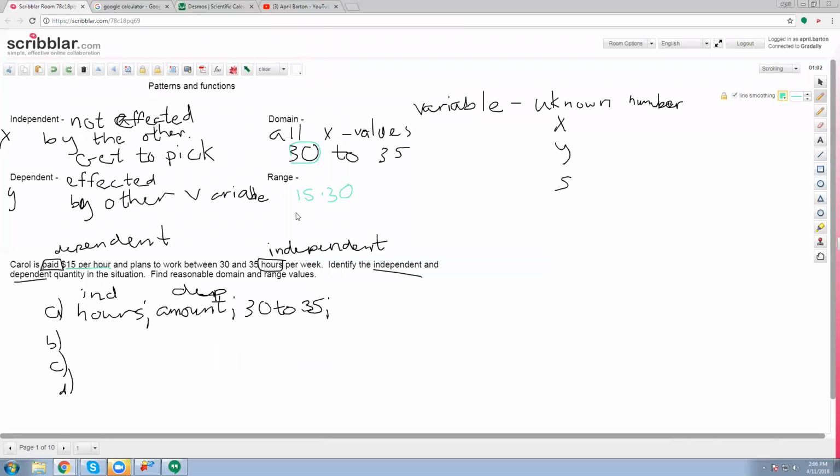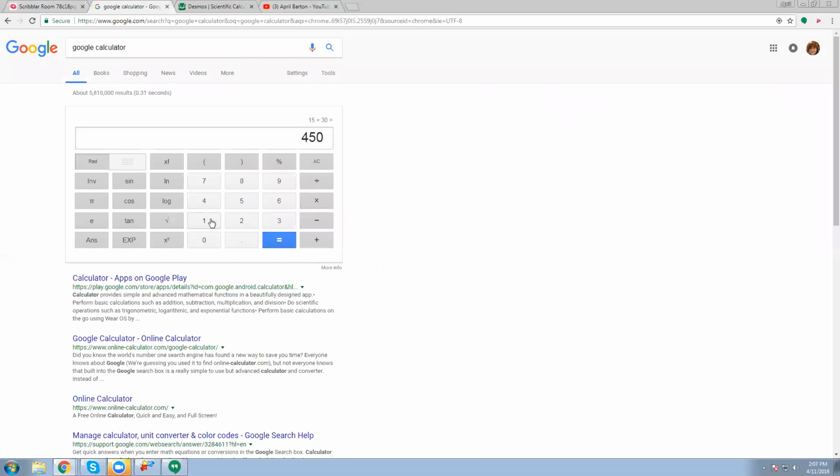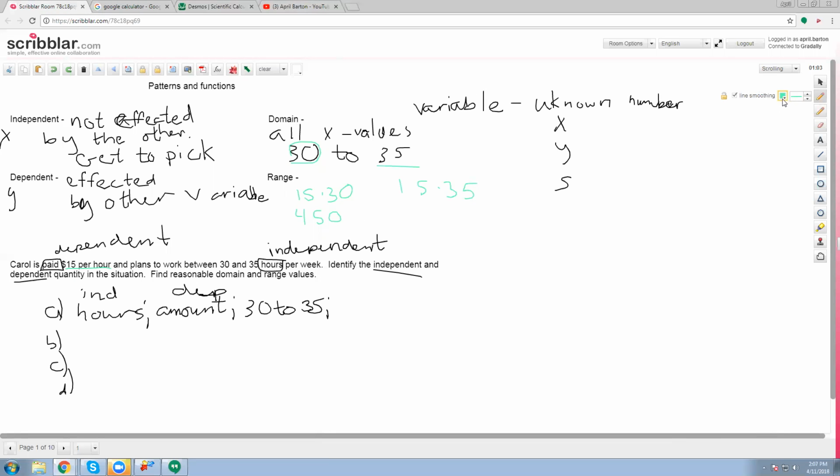So 15 times 30 was 450. But that's only part of the range. How are we going to find the other number for the range? Because that's how much she makes when she works 30. What other value do we need to find? Multiply 35. 35 is the other value. So 15 times 35. Again, if you can do that in your head, great. If not, use a calculator. 525. So then the range, and it'll be the last thing they list, is 450 to 525.